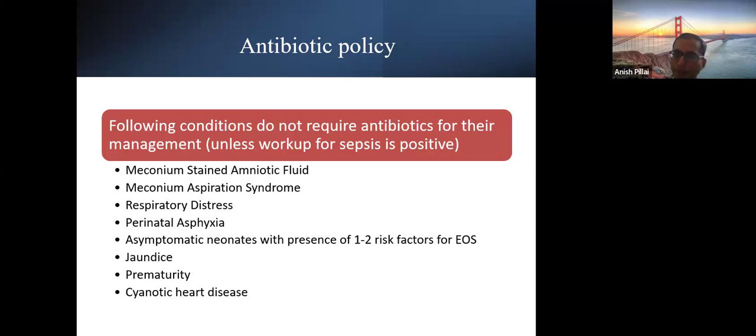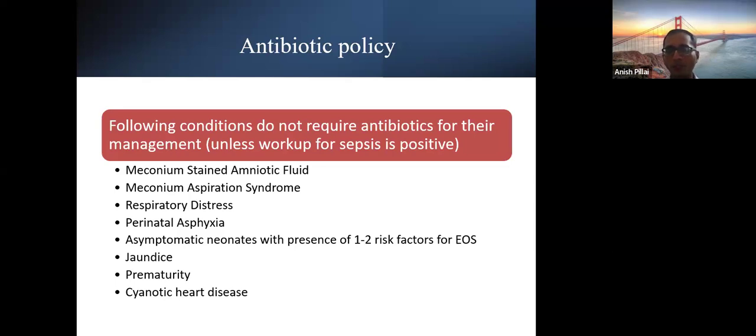RDS in a preterm baby. A baby who's born at 30, 32 weeks needing CPAP because of grunting, that is expected, so that is again not a sign of sepsis. Birth asphyxia: if there are no maternal risk factors, asphyxia by itself is not an indication for antibiotics. Jaundice, prematurity, heart disease: all these are not factors where we need to start antibiotics by default.